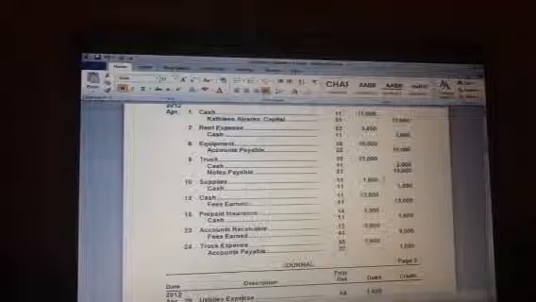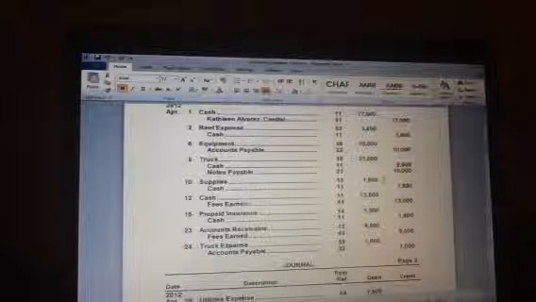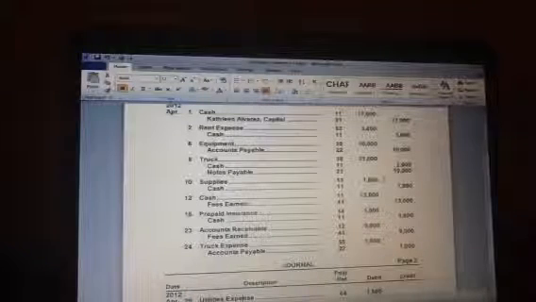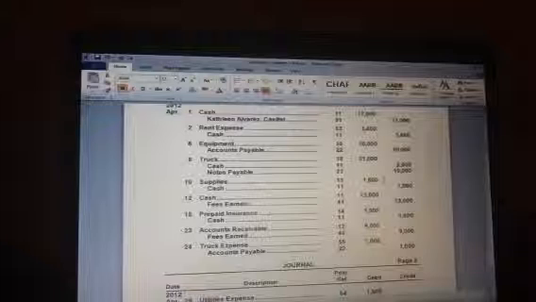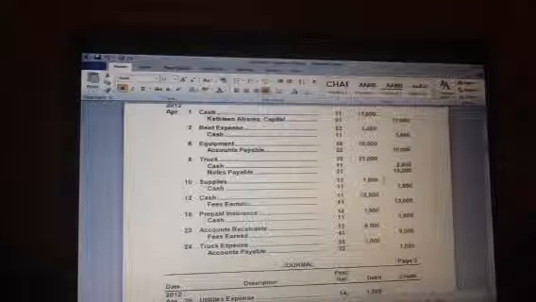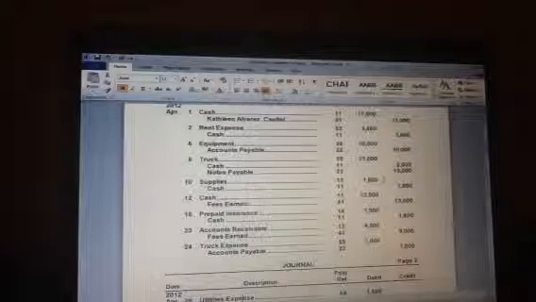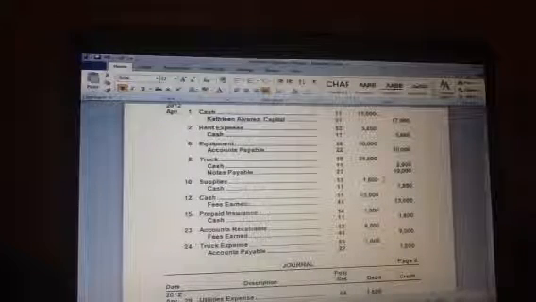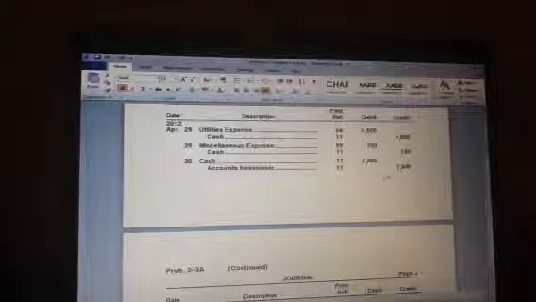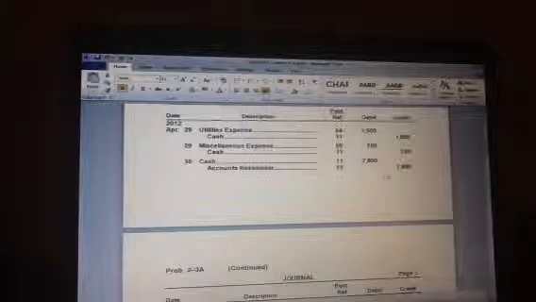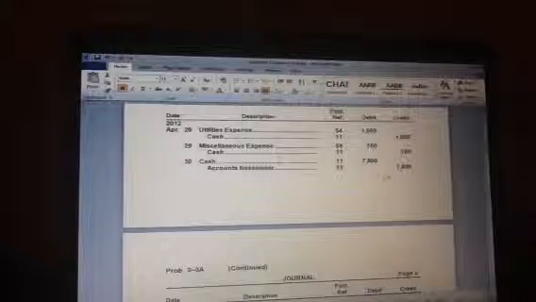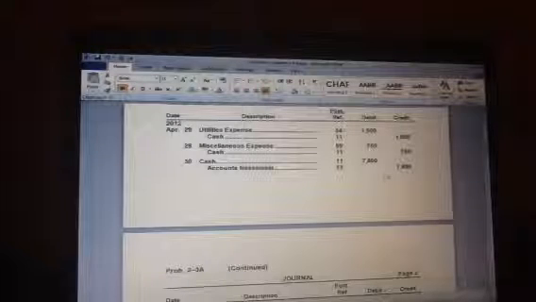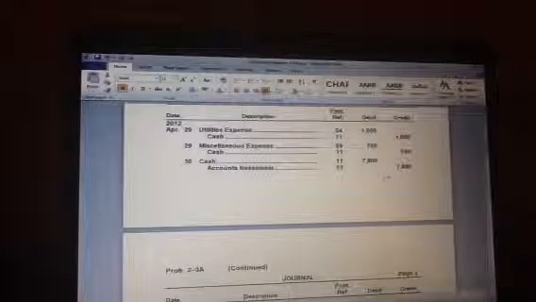Then on the 24th, received an invoice for truck expenses to be paid in April, $1,000. That's an expense which we want to increase, so you debit truck expense $1,000, and it's to be paid in April. So we're going to credit accounts payable to show that we owe for it. April the 29th, paid the utilities expense, $1,500. Debit utilities expense, credit cash. On the 29th, we paid some miscellaneous expenses. You do those the same way.